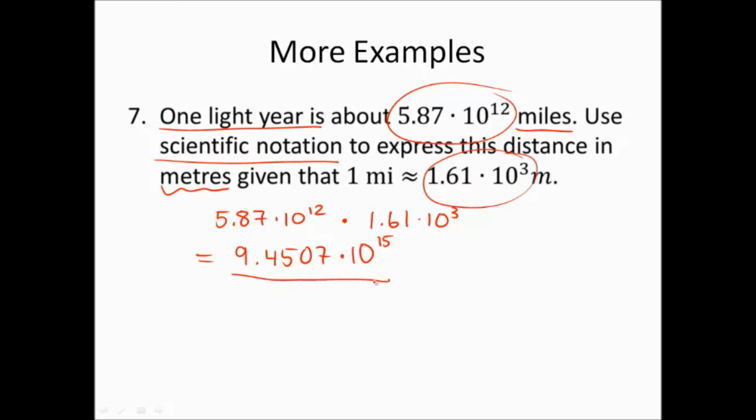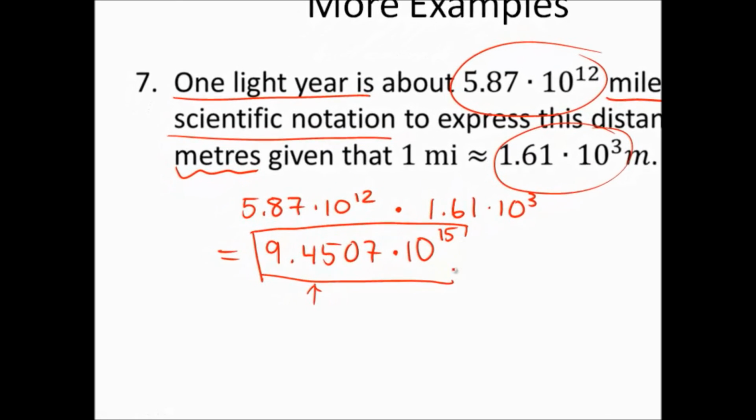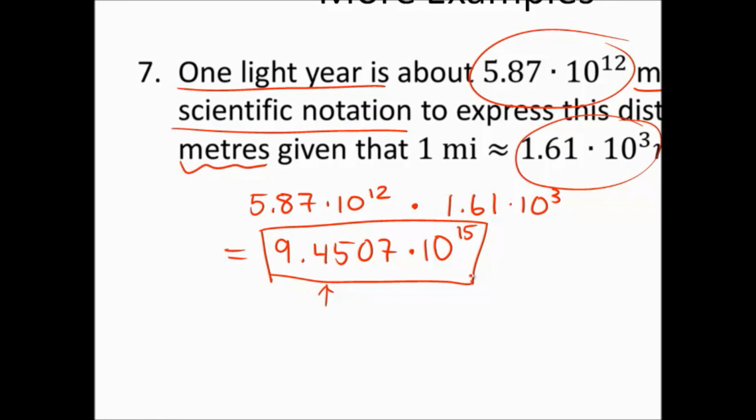And in this case, our number here is less than 10, so we can leave it as is. 9.4507 times 10 to the 15 is the number of meters in a light year.